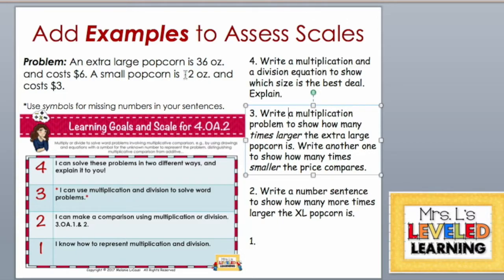You know, as teachers, we can do that in our mind in about 5 seconds. Write another one to show how many times smaller the price compares. $6 to $3, it's half. I didn't make it the same, and I did that for a couple of reasons, which I'll get to when I'm on number 4. I could have changed this problem so that the comparison has the same ratio, and it depends where you're going with it. What is the point of your problem?